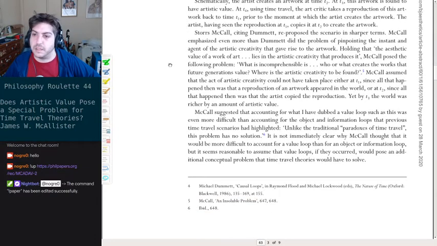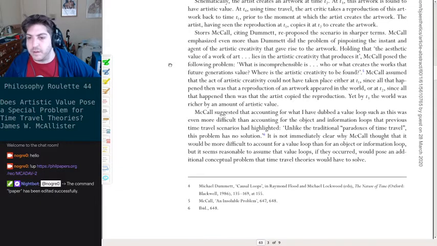McCall, citing Dummett, re-proposed the snare in sharper terms. McCall emphasized even more than Dummett did the problem of pinpointing the instant and agent of the artistic creativity that gave rise to the artwork. Holding that the aesthetic value of a work of art lies in the artistic creativity that produces it, McCall posed the following problem. What is incomprehensible is, who or what creates the work that future generations have? Where is the artistic creativity to be found?